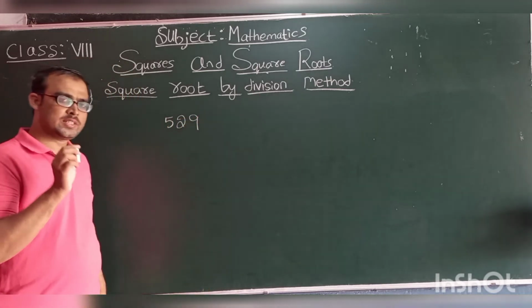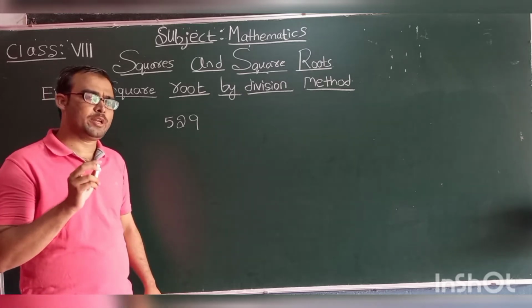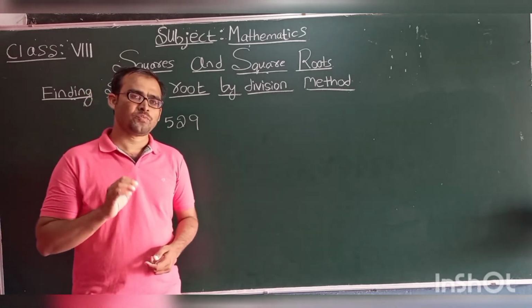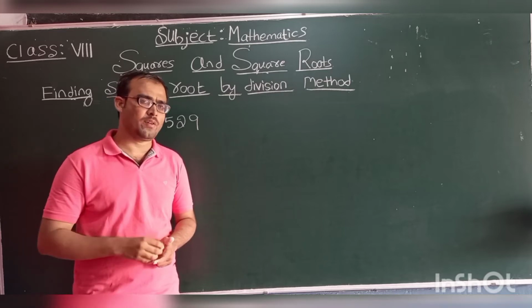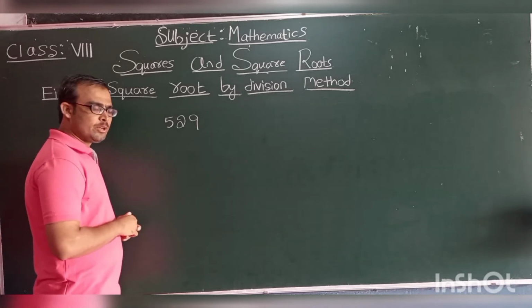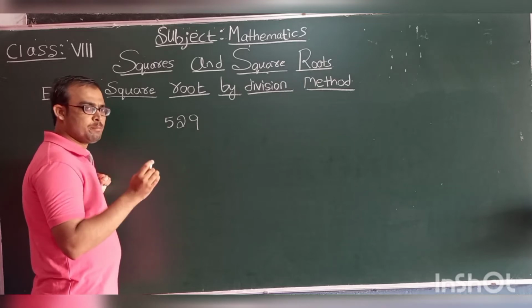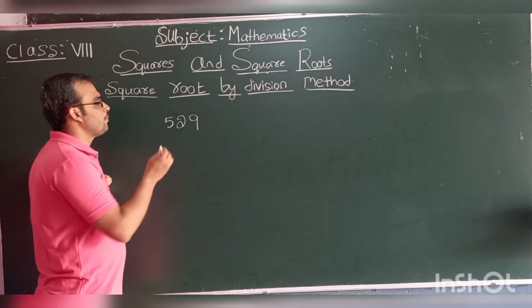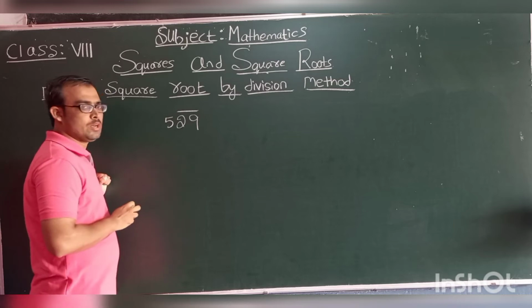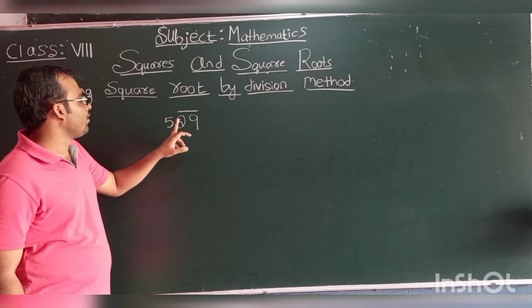So look here. What is the first step? We need to place a bar over every pair of digits starting from the digit at the units place. Which digit is at the units place? This one. So we need to pair the numbers by placing a bar over them. Here we put a bar over 2 numbers from the last digit, so we have put a bar on 29.